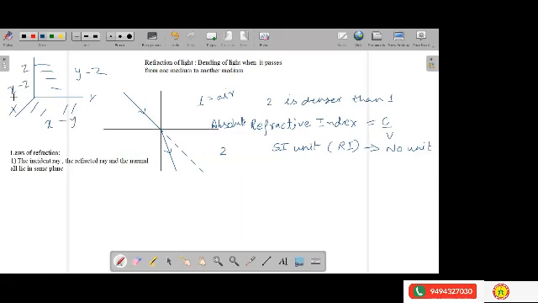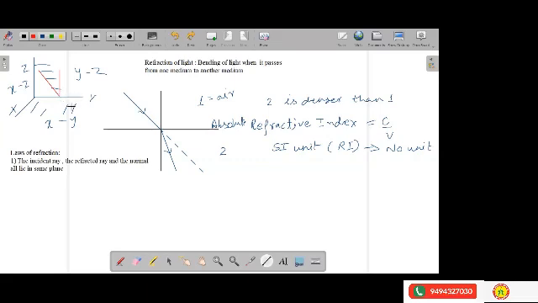Now, if your incident ray is moving in this YZ plane, like this, then your normal will also be in the YZ plane and the refracted ray will also be in the YZ plane only. It will not be in the XY plane or the XZ plane. It will be in the same plane. That is what it means.